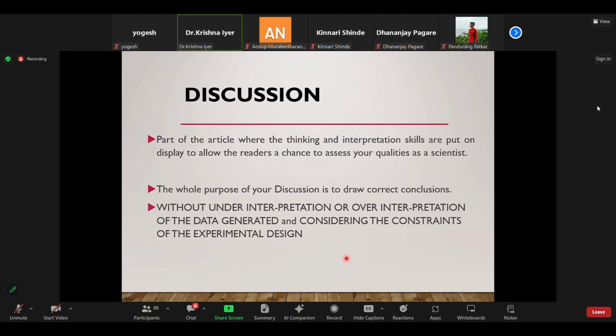In fact, in my experience, when I have a lot of M.Pharm students and they start writing their theses, they end up in the discussion section writing the results again. The discussion section is not to rewrite the results. It is talking about the results in terms of what they mean.